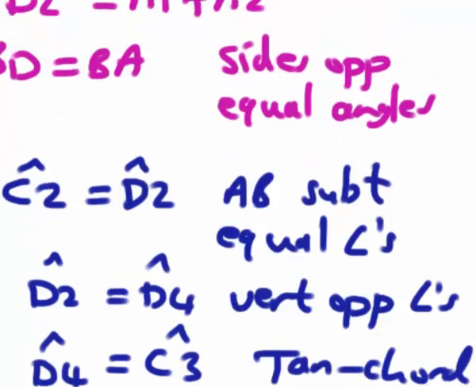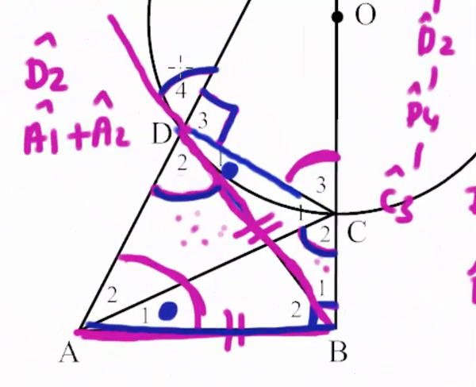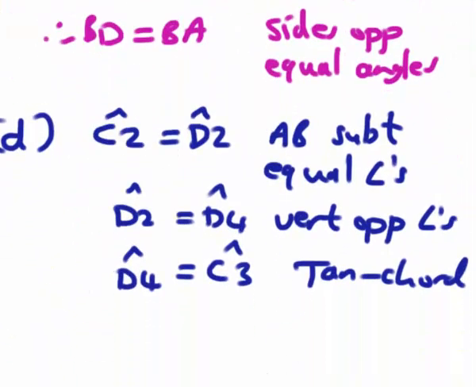So let's go and check that. D2 is D4 and D4 is C3 by the tan chord theorem, and therefore C3 and C2 must be equal. Okay, so here we go. C2 is D2 to D4 to C3, therefore C2 is equal to C3. What a pleasure this is.